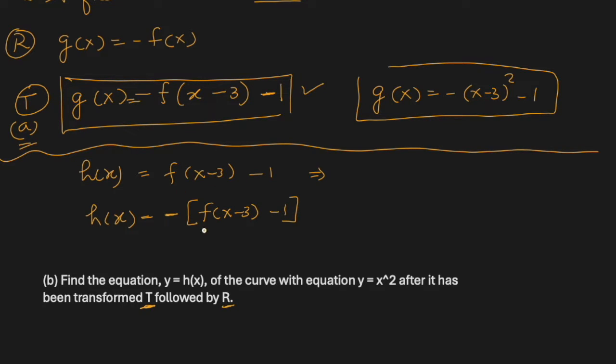The one we got earlier is reflected, and if I open this, it becomes minus (x - 3) squared, and this is a negative, and negative will make it plus 1. So now I will write it this way: h(x) equal to minus (x - 3) squared plus 1. This is the solution of the B part. Okay, B is done. That's it.